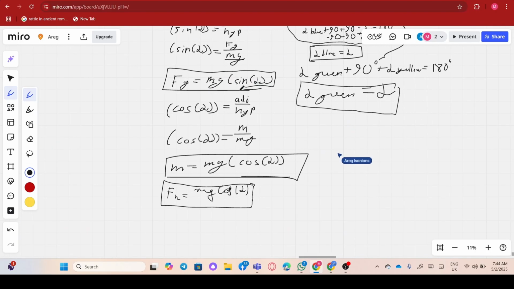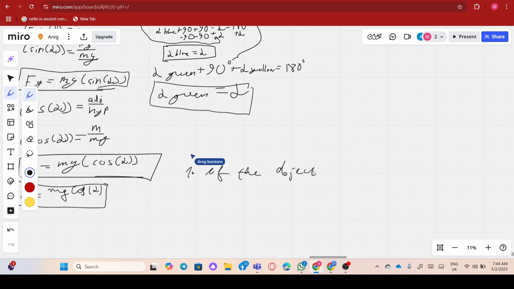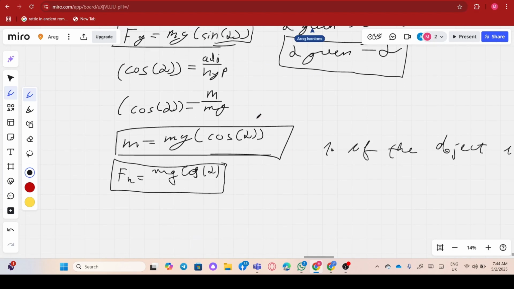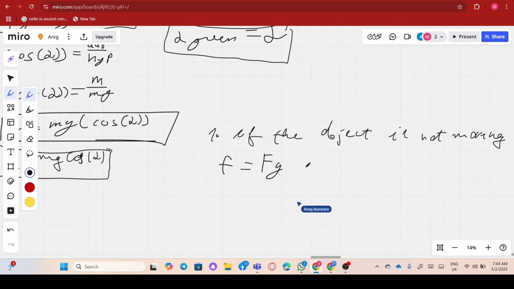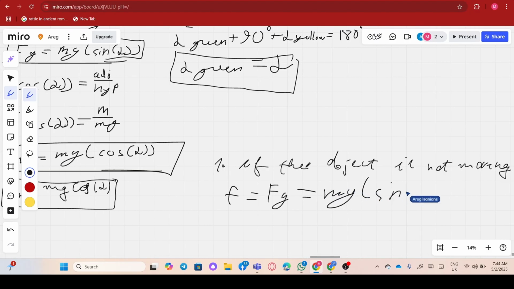What do you think? Let's discuss two scenarios. The first one, if the object is not moving, that would mean that it is static friction, which means F is equal to Fg. The two forces are equal. So if the object is not moving, F is equal to Fg, which is equal to mg sine alpha.